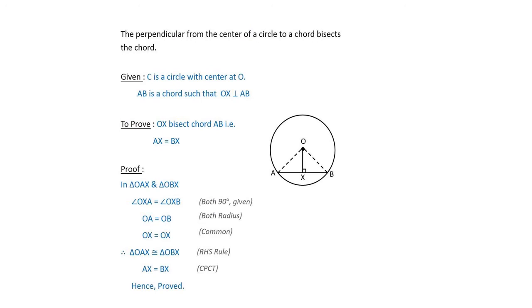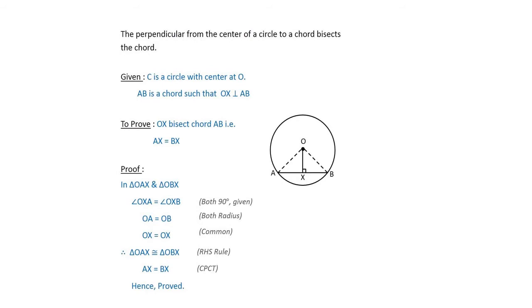So we say that O is the center of the circle, AB is the chord, and OX is perpendicular to AB. What we have to prove is the next half of the statement, which is bisects the chord, meaning dividing into two equal parts. So what we have to prove is that AX is equal to XB. Now, how do I prove that AX is equal to XB? If I make a construction by joining OA and OB, I get two triangles.